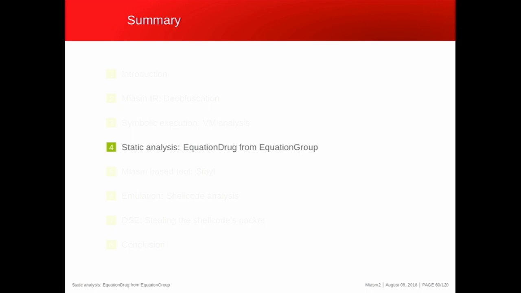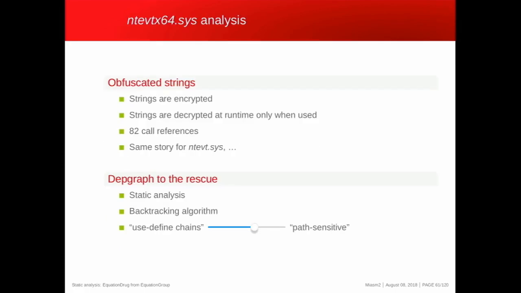Another interesting part in Miasm is to analyze malware. For example, in Equation Group, you have an interesting thing. The binary itself is not ciphered, but every string used in the binary is ciphered. And each time the binary wants to use a string, it has to decipher it in memory, use it, and wipe it after this.